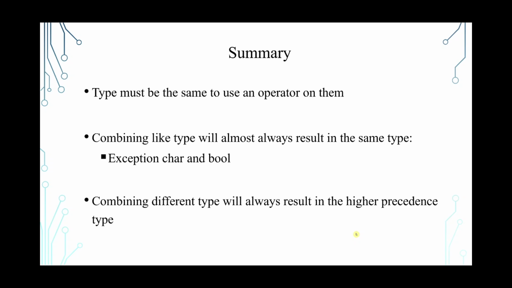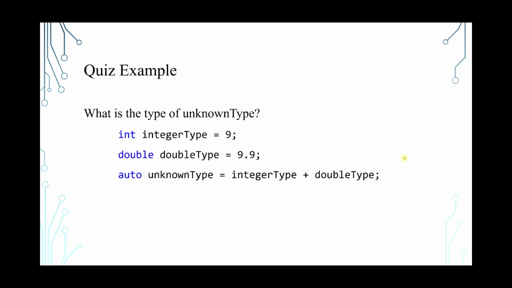So the summary is that types must be the same to use an operator on them. Combining like types will almost always result in the same type, except character and boolean, which results in integer. Combining different types will always result in the higher precedence type, the one that is more accurate, the bigger, the more precise, and so on, as you have seen in the previous examples.